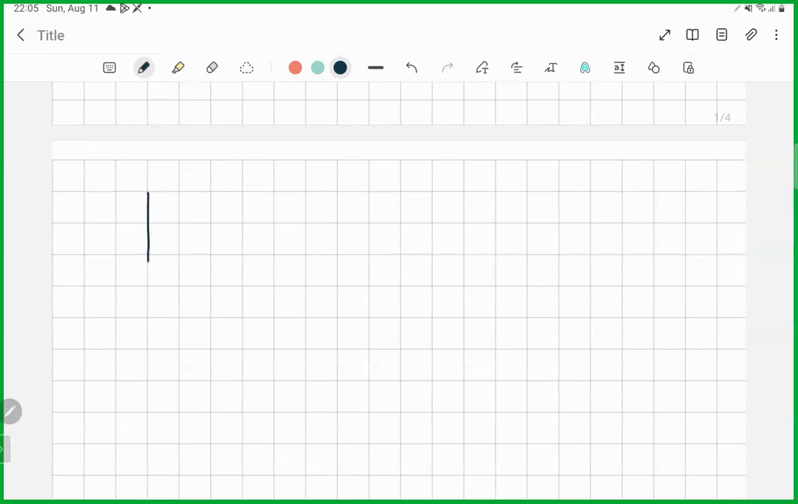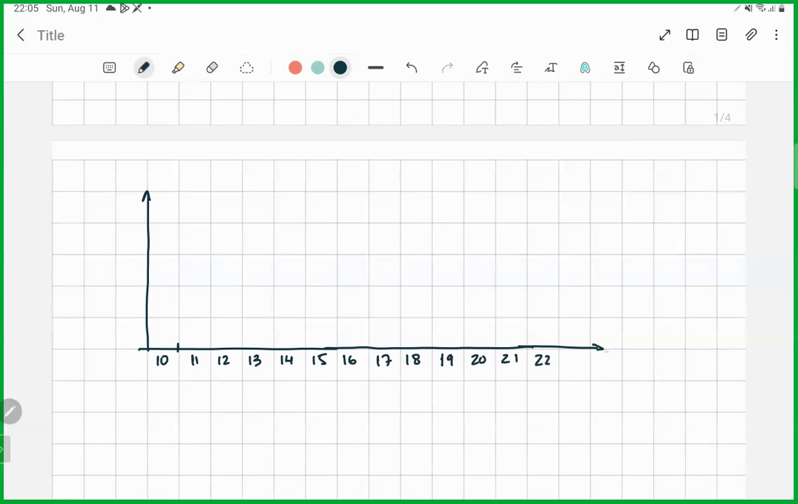So how am I going to make this histogram? In the x-axis here, I'm going to put people's age. So this square here is for people who are 10, 11, 12, 13, 14, 15, 16, 17, 18, 19, 20, 21, 22. I even need more space here, 23. So let's increase this x-axis a little bit more.